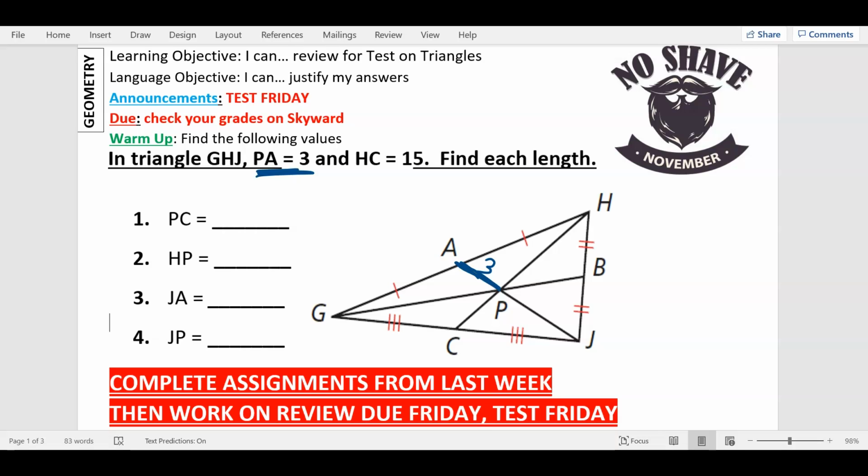Okay. So, PA is 3. Now, is PA the small part, the big part, or the whole thing? Small part, right? So, here's the question. This has to do with number 3 and 4. I know it's not in the exact perfect order, but JA is the whole thing for number 3. I can find that in a second, but we really want to do number 4 first. JP. Okay? JP is the big part.